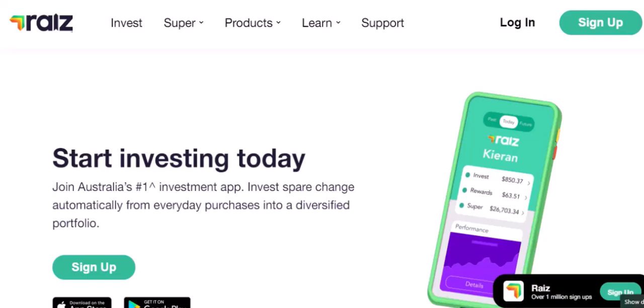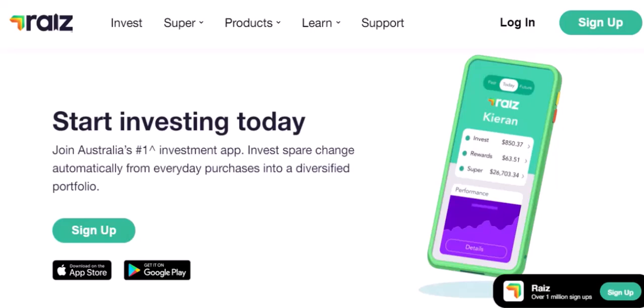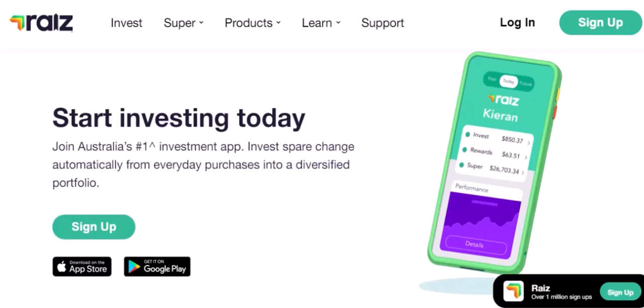Now, let's talk about the management fee. Raiz charges a management fee of 0.17%. This is relatively low compared to many other investment platforms. However, it's important to note that this fee is charged on your total investment, regardless of your portfolio's performance.